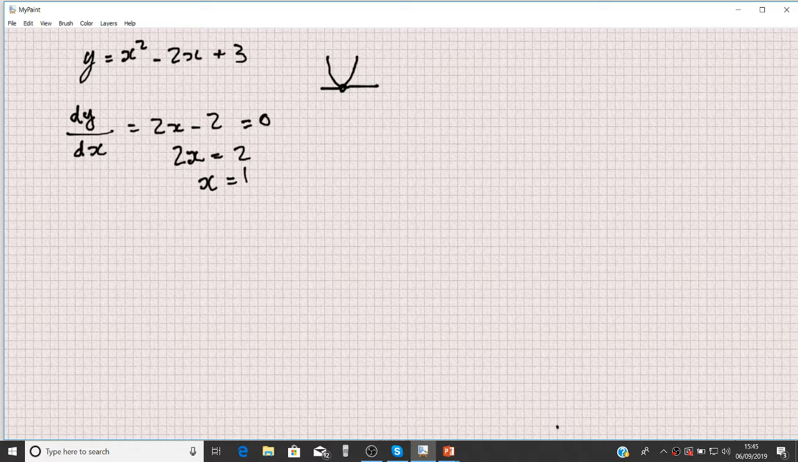Now we're asked to find the coordinates of this point. So we have here x equals 1, but we need to find what the y coordinate is at that point on the curve. So let's sub in x equals 1. y equals 1 squared minus 2 times 1 plus 3. So the y coordinate is 2. So the coordinates of the turning point, in this case a minimum, is (1, 2). That's the first example, so let's take a look at another example.